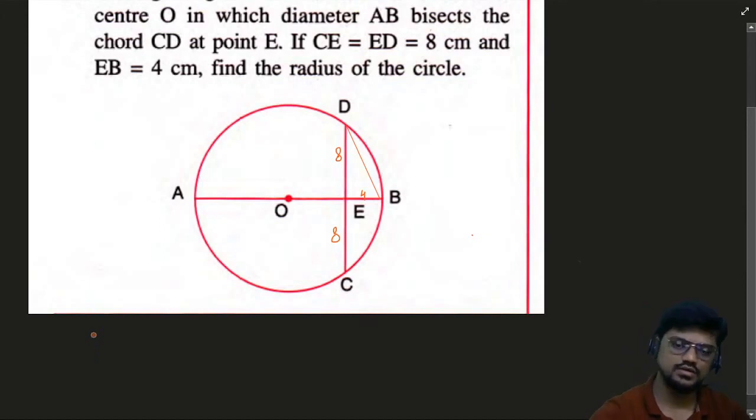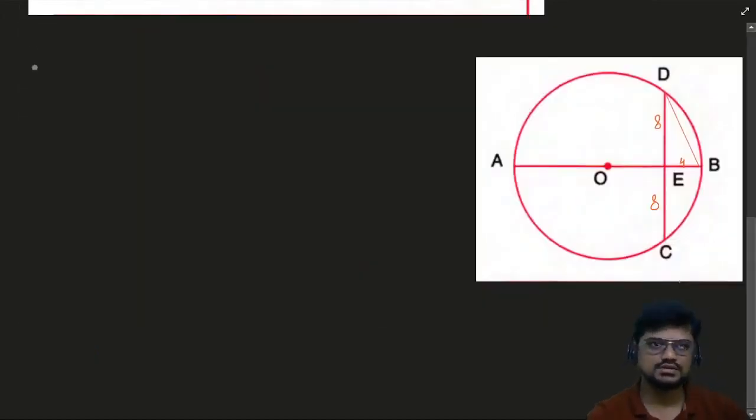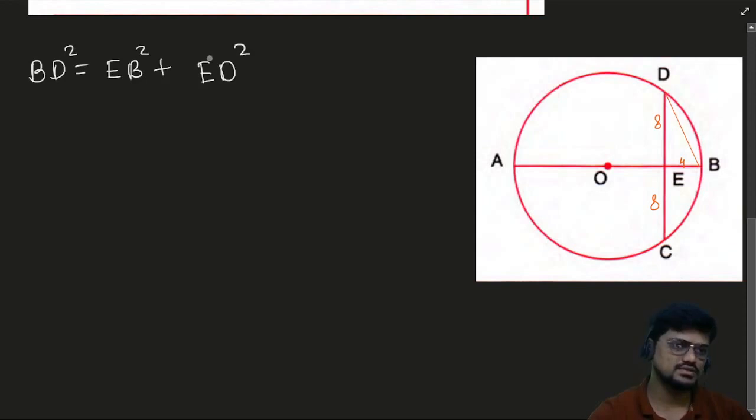We can write that BD square will be equal to EB square plus ED square. How will you find the radius? After we get BD, if we join OD, that will form a triangle. But how will you find that side? There are two unknowns. It is still a right angle.